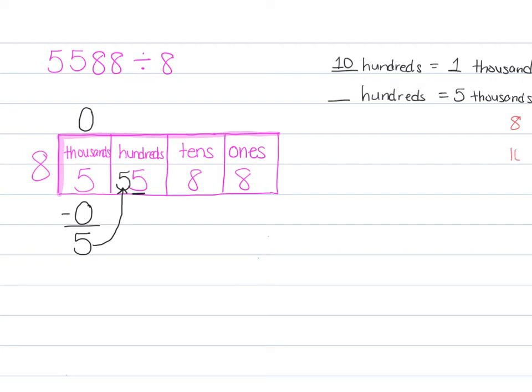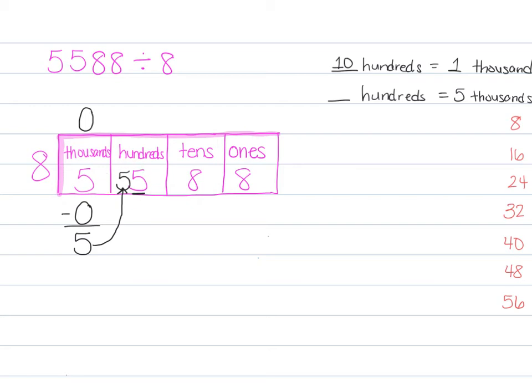8, 16, 24, 32, 40, 48, 56. And at this point, we have gone over the number 55, so we can stop. You could keep counting till you get to 80 if you wanted to do all of your multiples of 8 up to 10, but it's not necessary.